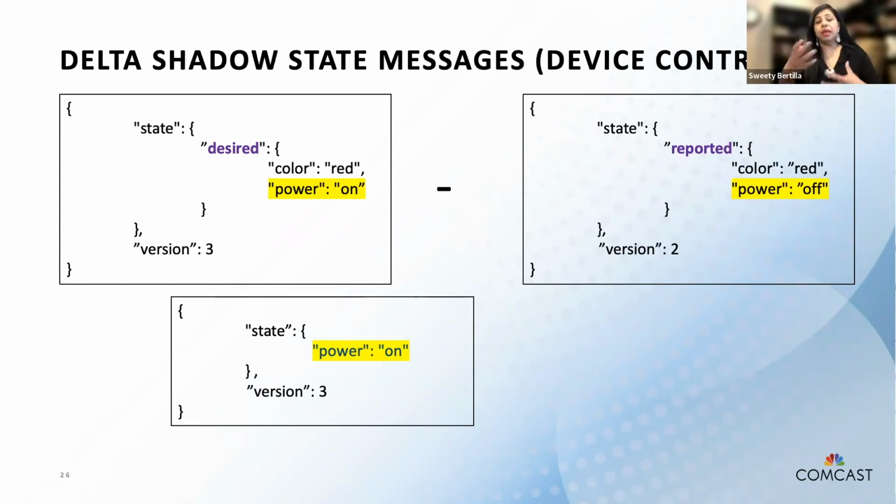So the MQTT broker will take care of handling these delta messages and only sending the data when it is valid. Here you can see, my power is on, I'm sending the power as on. Right now it's off, so it's considered a valid state. So it is going to send this power on to the actual device to turn on the power.